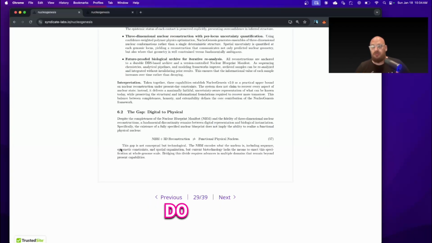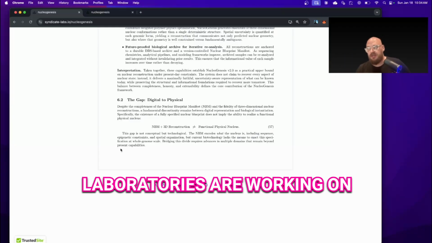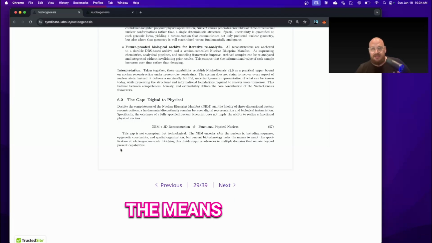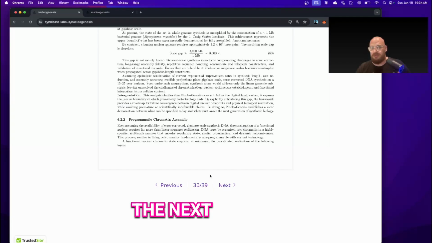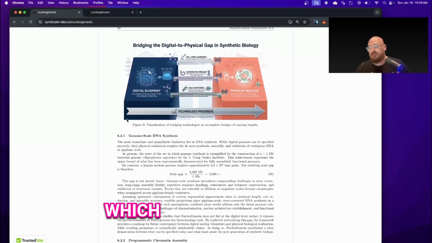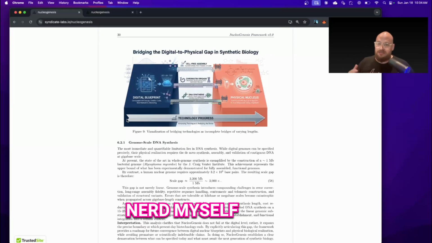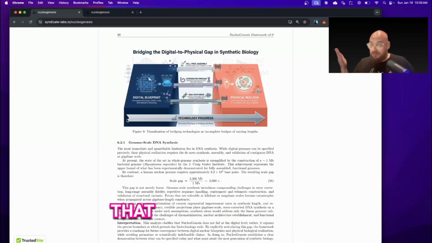But what we can do is try to provide enough data so we can generate this nucleus, right? That includes the sequence, the epigenetic constraints, and all the spatial organization. Different people at different laboratories are working on this, but it does lack the means to really build a physical nucleus. I think there's a good graphic on the next page here. Okay, great. Bridging the digital-physical gap in synthetic biology is something that I, as a data nerd myself, love to provide as much data for, with this translating context into an actual physical nucleus. That would be amazing.